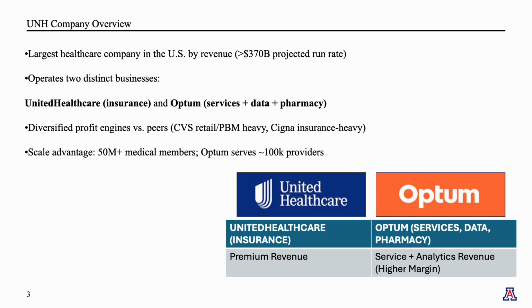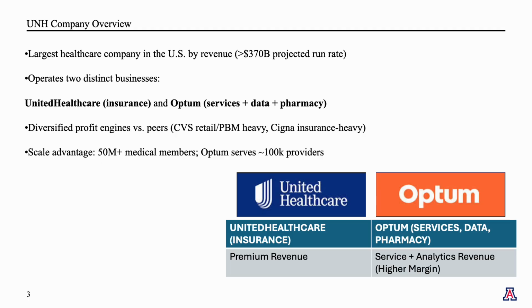UNH generates its revenue through two completely different business engines, as you can see here on screen. The first being United Healthcare, which is the insurance side of the business. This is the traditional model that most people think of when they hear health insurer. UNH collects premiums and pays medical claims, and the scale that they're working on at this point is very massive. They cover over 500 million members across employer plans, Medicare Advantage, and Medicaid.